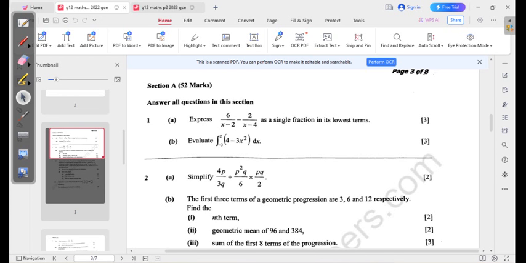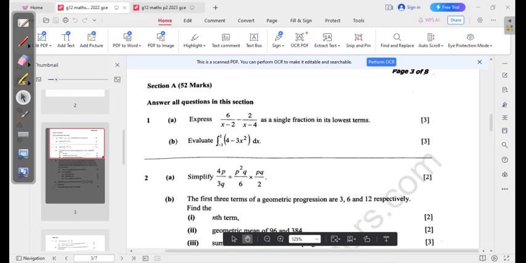So question 1 is asking us to express 6 over x minus 2 minus 2 over x minus 4 as a single fraction in its lowest terms. Then b of 1 is asking us to evaluate the integral. Okay, so this type of integral that we have, of course, is a definite integral.